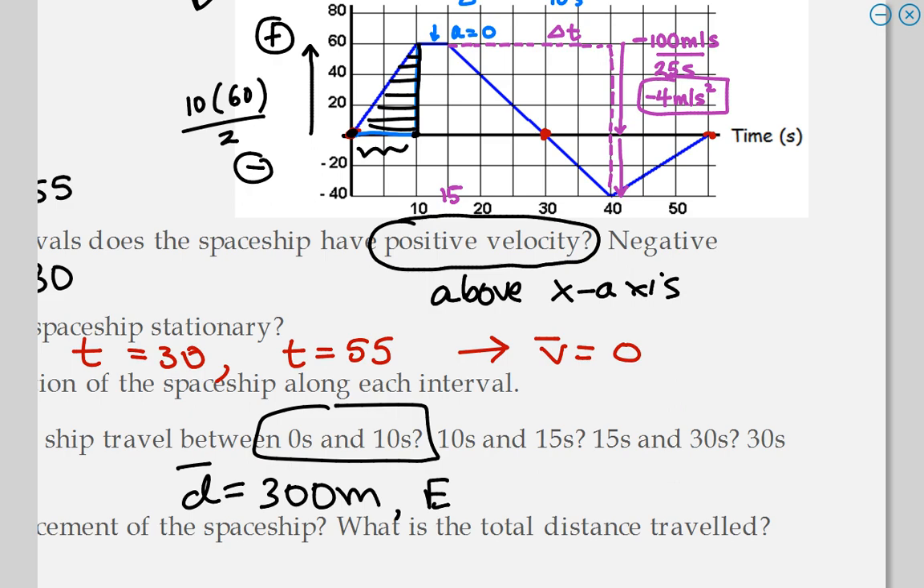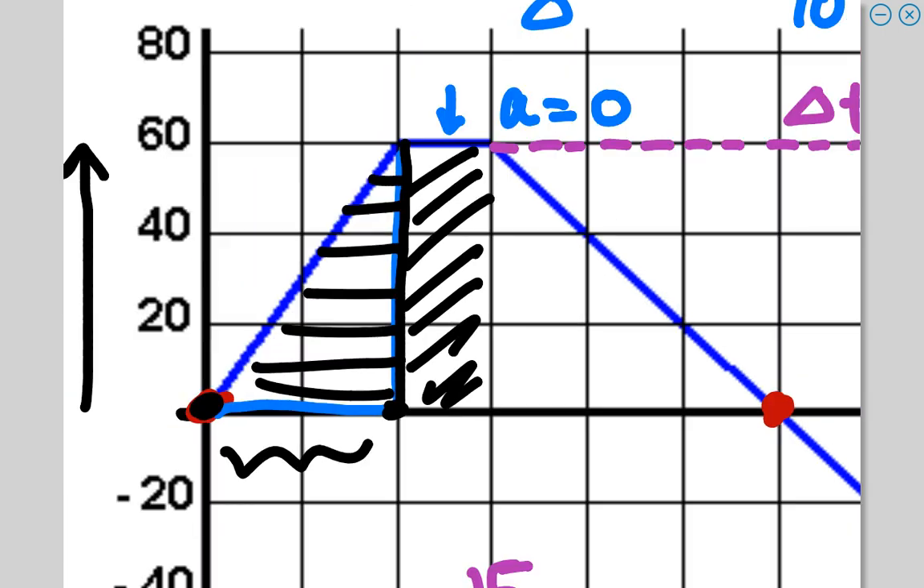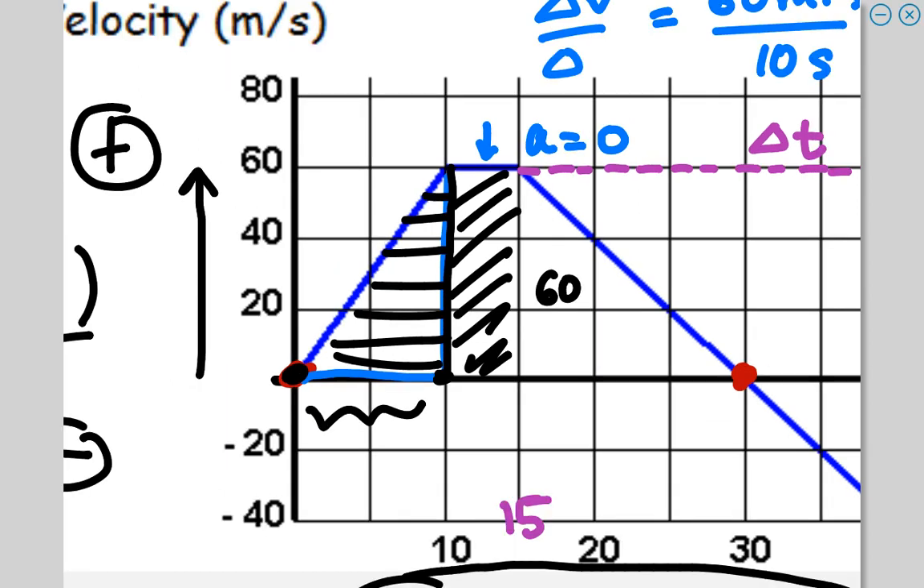What about 10 to 15? What shape is 10 to 15? Rectangle. So you just need that small little rectangle right there. What's the height of that rectangle? And the time length is 5. 60 times 5. It's just a rectangle. So another 300 meters is traveled in that time frame.